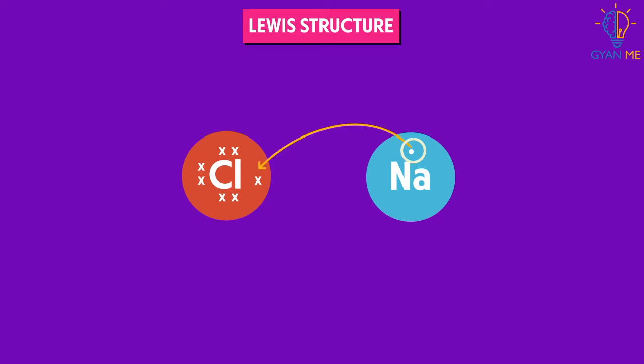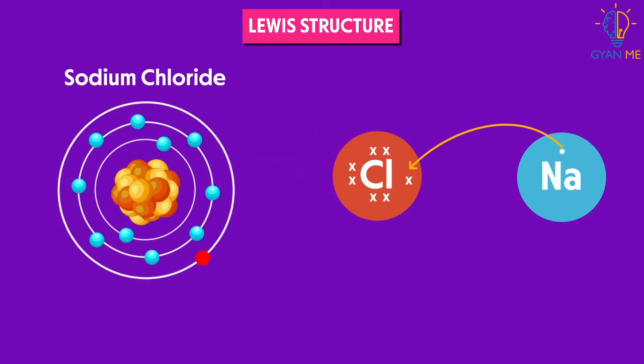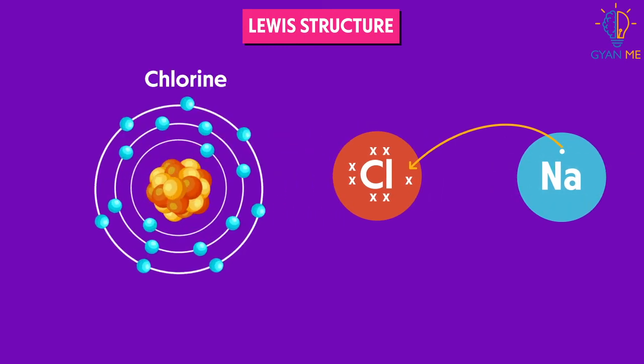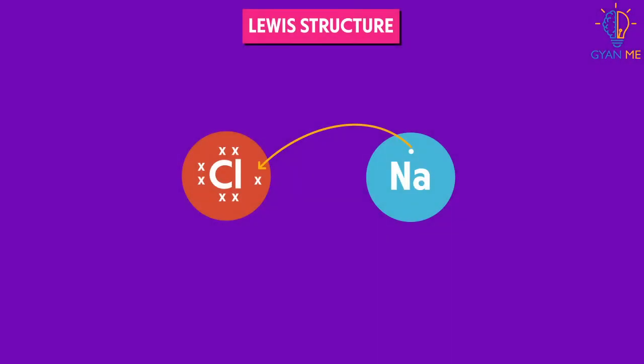For example, in our case of sodium chloride, sodium has electronic configuration of 2,8,1, that is, it has 1 valence electron. So write sodium and put 1 dot which represents its 1 valence electron in front of it. Now consider chlorine. Its electronic configuration is 2,8,7, so it has 7 valence electrons, and represent these electrons by crosses around chlorine atom as shown.